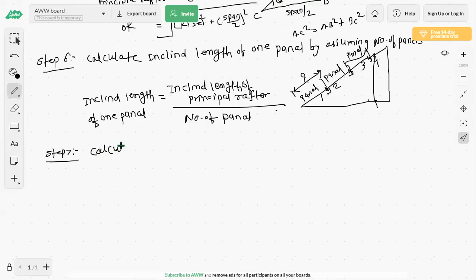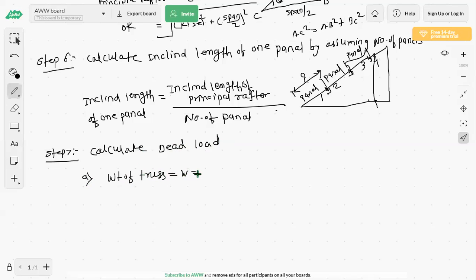Step 7 is to calculate dead load. Now we have to calculate dead load, whatever dead load we have seen in the loads on the roof truss. That is the first, the dead load. So first, which type of load is there? Small a is the weight of truss.